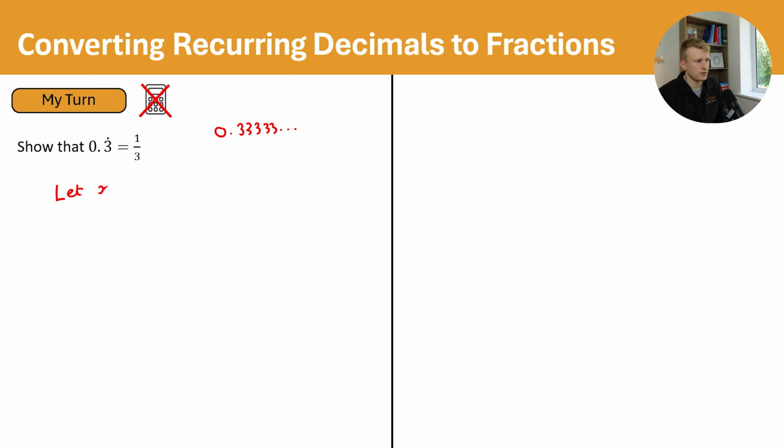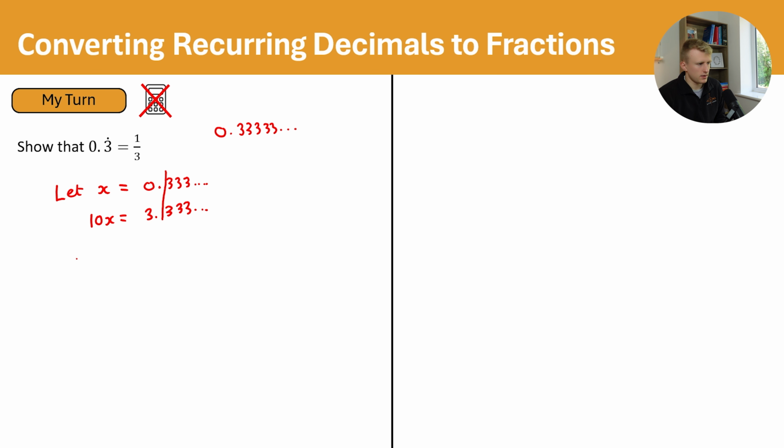We're going to let x be equal to 0.3 recurring. Not going to write out that many digits. And we're going to use our algebra here to show this. So what we can do is we can say that 10x is equal to 3.3 recurring. And in all of these questions, what we want to do is line up this recurring tail. So you can see that I've lined it up. And what that means is if I subtract these two, the recurring tail, so to speak, will cancel itself out.